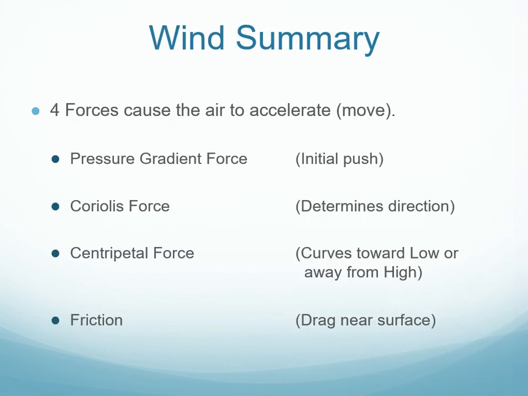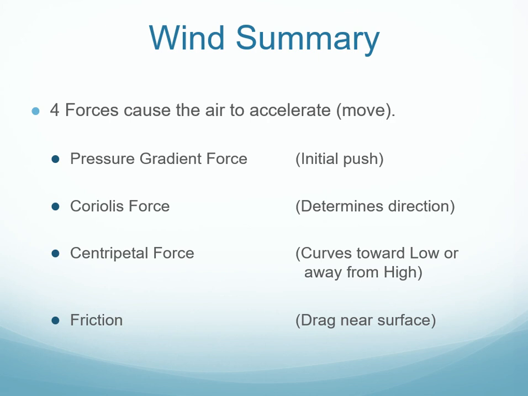So in summary, there are 4 basic forces that cause the air to accelerate. The initial push is the pressure gradient force. Without the pressure gradient force, there would be no wind. The second important force is the Coriolis force from the turning of the Earth. This determines the direction of the wind. And then you have the centripetal force, a balance between the pressure gradient and Coriolis forces.